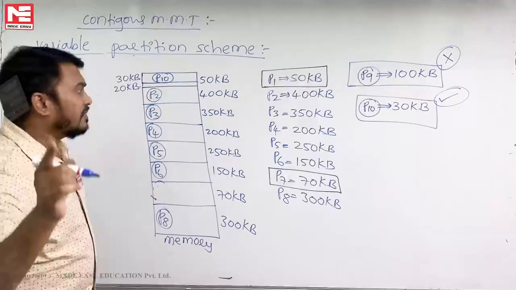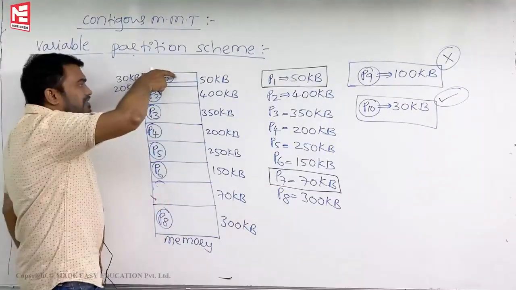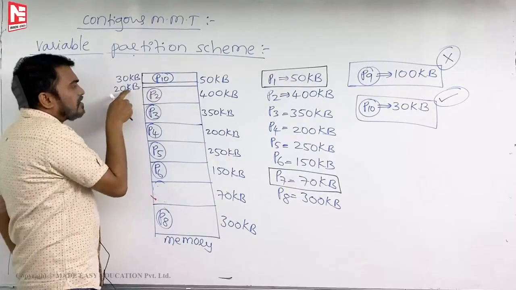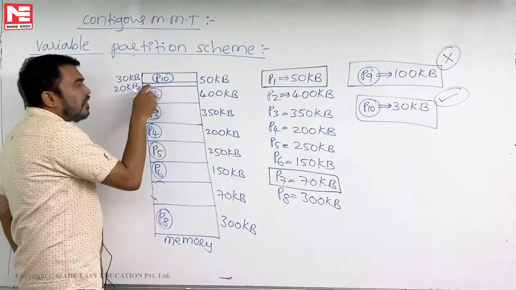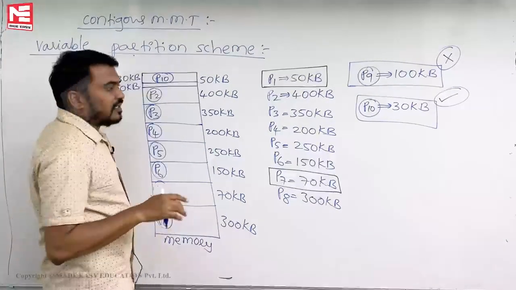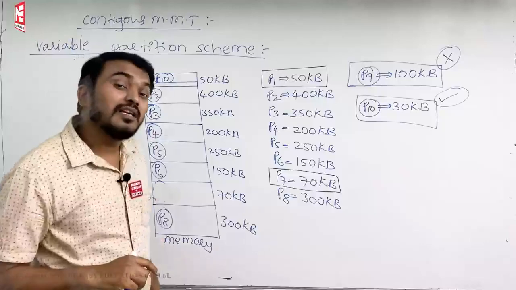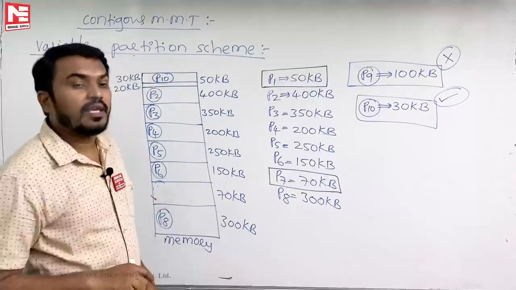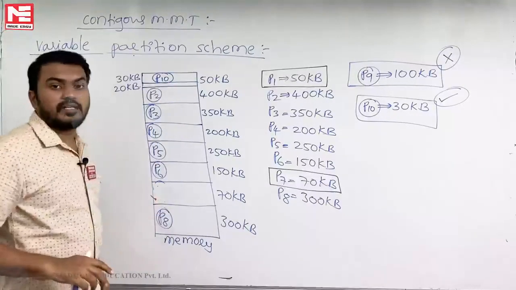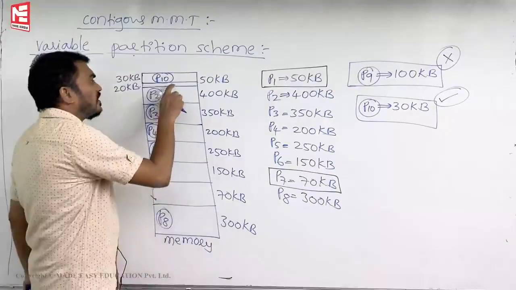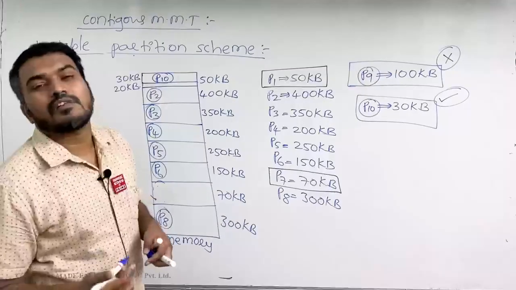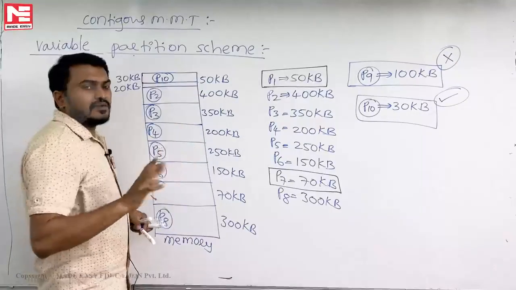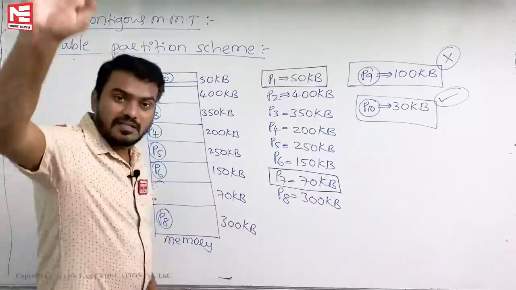Now tell me, after placing the process P10 here, you have a 20 KB partition freely available. Can you call this 20 KB free partition an internal fragmentation? Yes or no? No. So you cannot call this an internal fragmentation. Why? Because if any smaller process comes, you can still make use of that partition. So that is not called internal fragmentation. Is that clear for everyone?